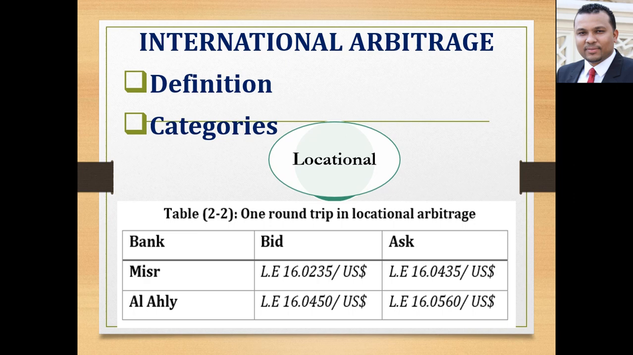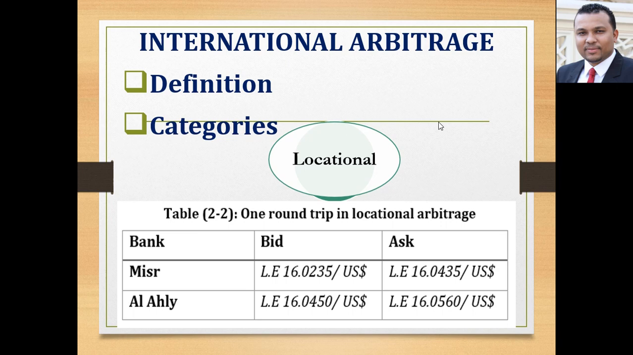For example, say two forex rates are different in Misr Bank and Ahli Bank. Talk about bid price and ask price. In this case, for example, you can purchase a currency from a bank, Bank A, and sell the currencies at Bank B. So, in all cases, each transaction shifts both supply and demand for currencies.